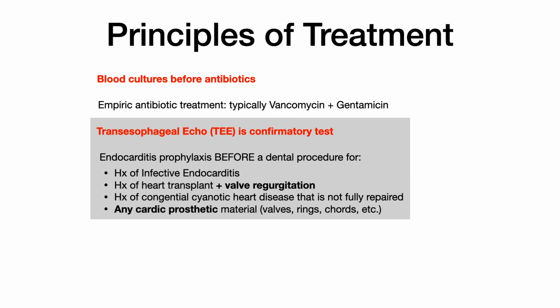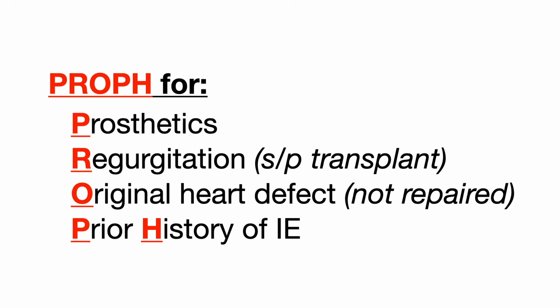Well, who do you prophylax for? P-R-O-P-H, for prosthetics, regurgitation, and then again, that's any regurgitation after a transplant, an original cyanotic heart defect that's not been repaired, and anybody with a prior history, PH, of infective endocarditis. Let's keep it simple. You prophylax for P for prosthetics, R for regurgitation after transplant, O for an original cyanotic heart defect that's not repaired, PH for a prior history of endocarditis. Let's keep it simple. That's infective endocarditis.